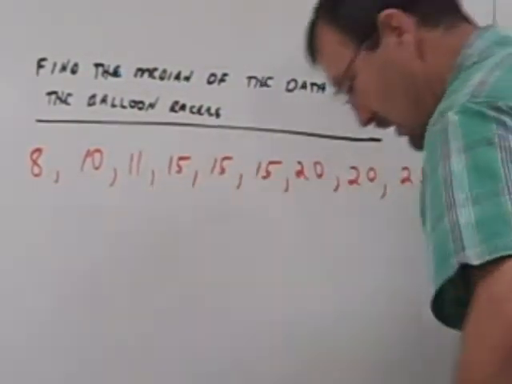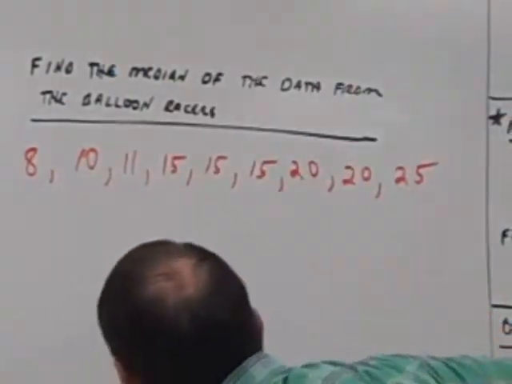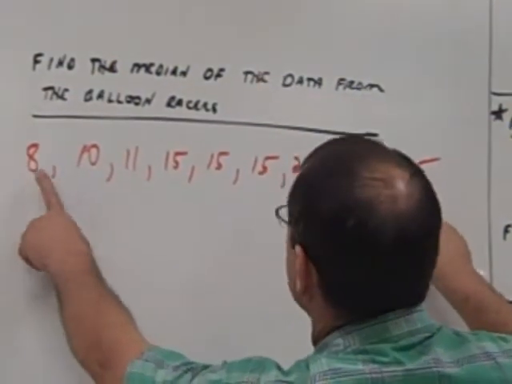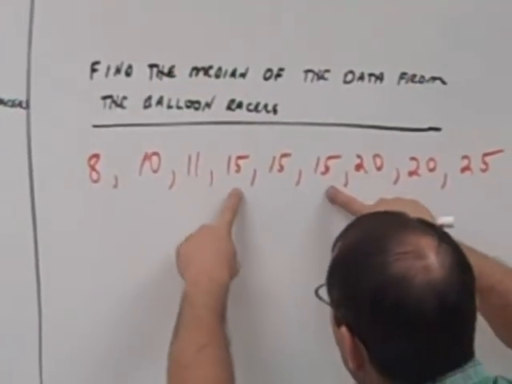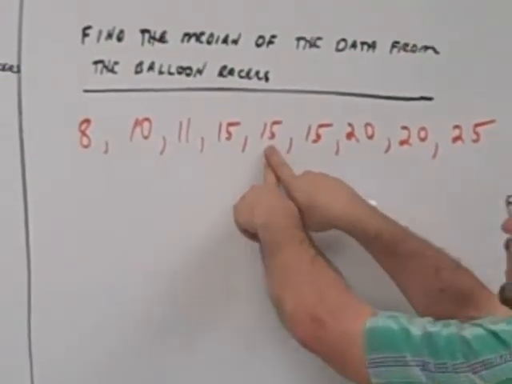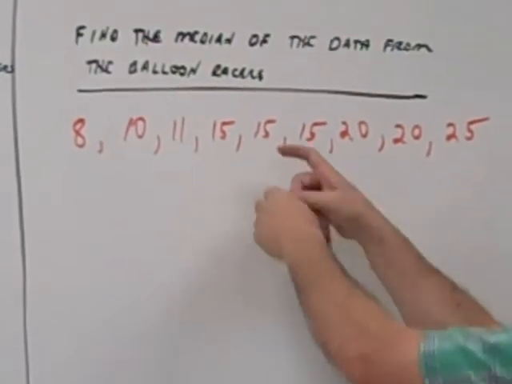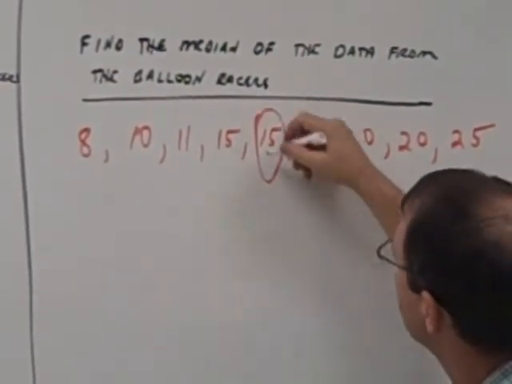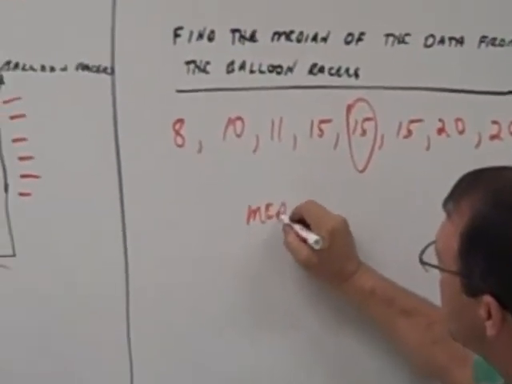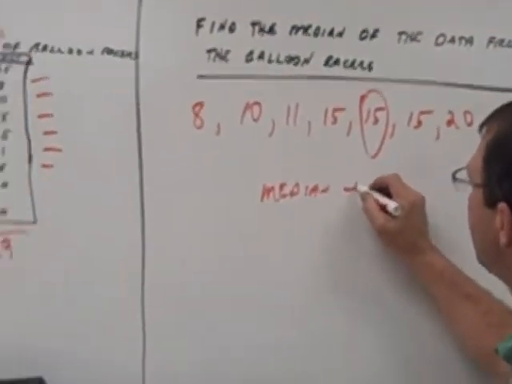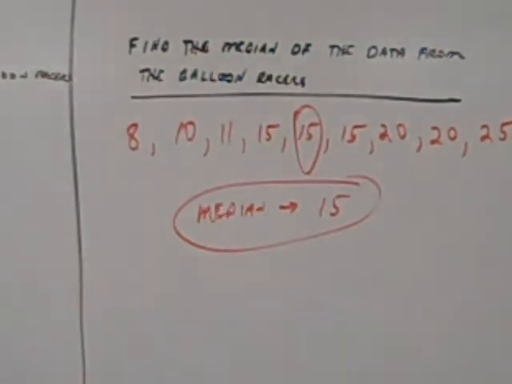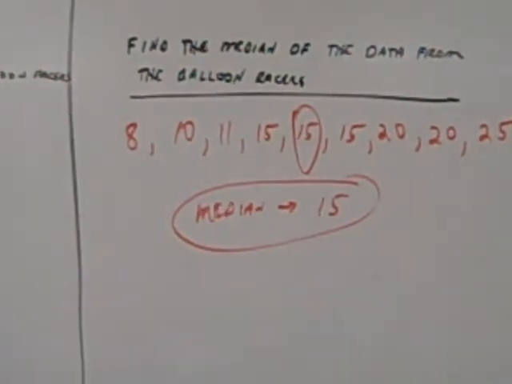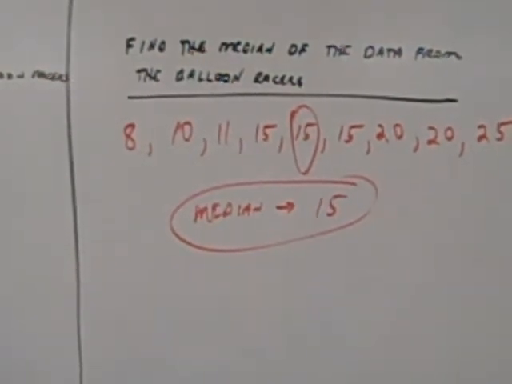Start on the ends. Here, I'll get below it so everybody can see. Boink, boink, boink, boink. My fingers came together on what number? 15. Median is 15. The middle number is 15.